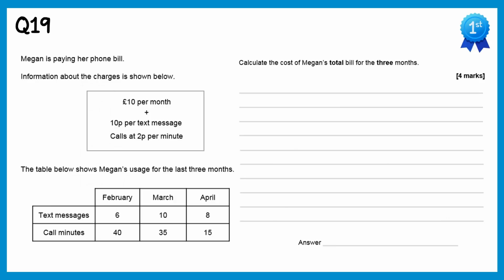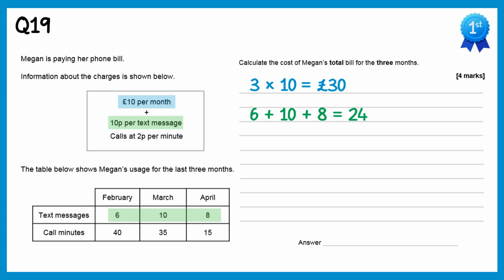For this question, we need to try and work out Megan's total bill for 3 months. First of all, notice the question says it's £10 per month, and since it's 3 months, we can do £10 times 3, which gives you £30. If we then look at the cost for text messages, in the table we're told she has 6, 10 and 8 text messages, so if we add all of those together, it makes 24 text messages. But these cost 10p, so 24 lots of 10p is £2.40, so that's the cost of the text messages.